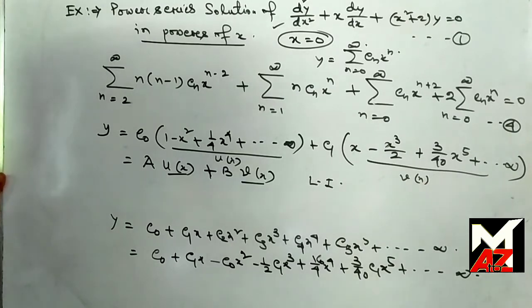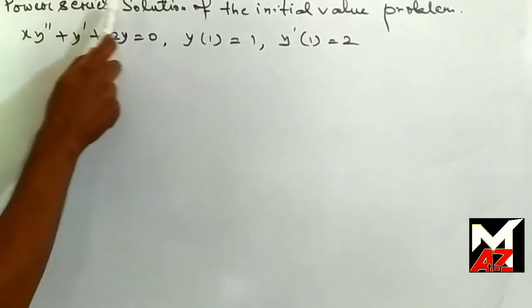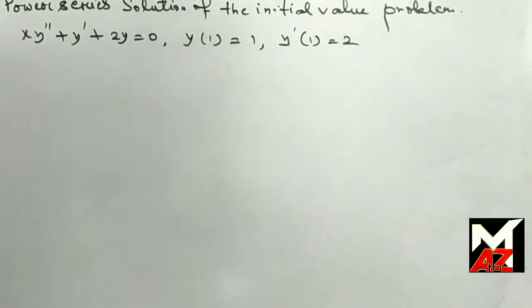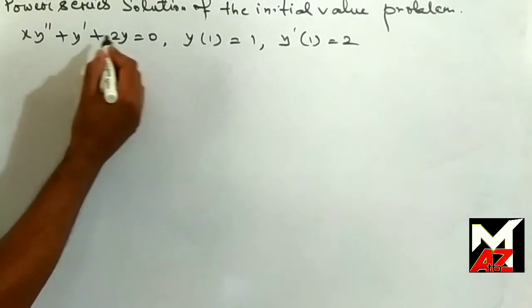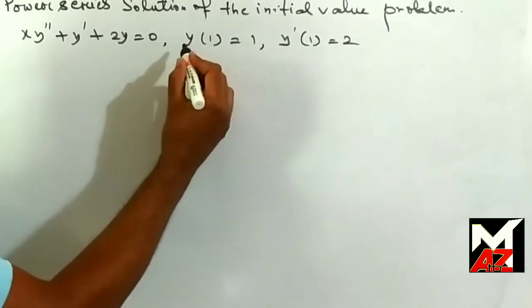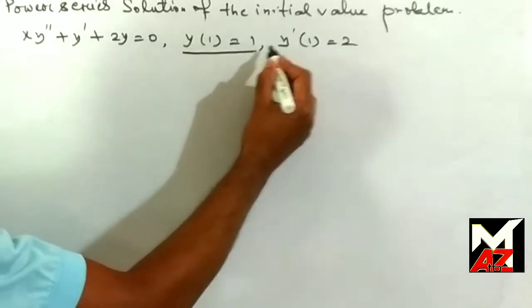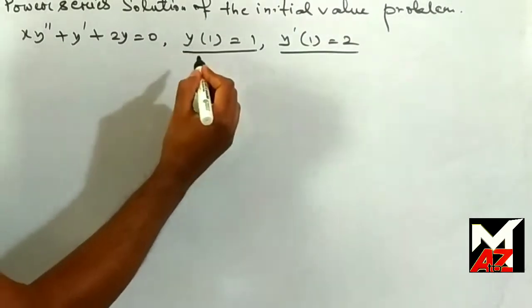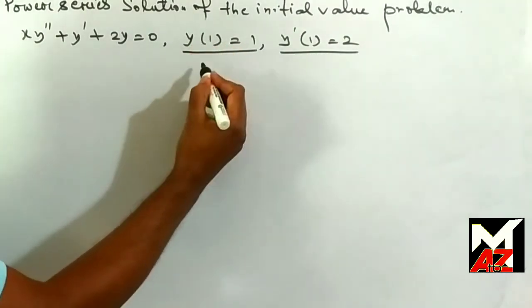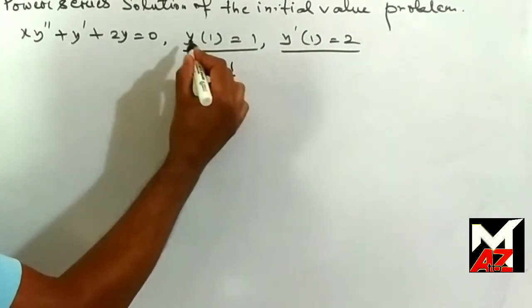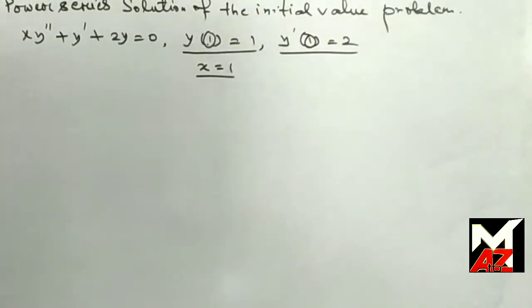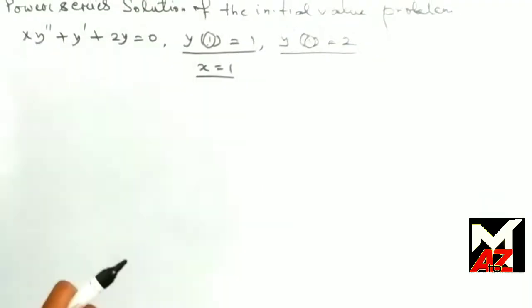Now we go to another example. Power series solution of the initial value problem x y double dot plus y dot plus 2y equal to 0, where the initial conditions are y of 1 equal to 1 and y dash 1 equal to 2. Since the initial value is given for x equal to 1, that is x equal to 1 here, also x equal to 1 here, we have to find the solution near x equal to 1.